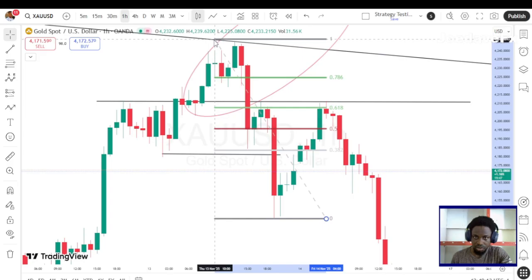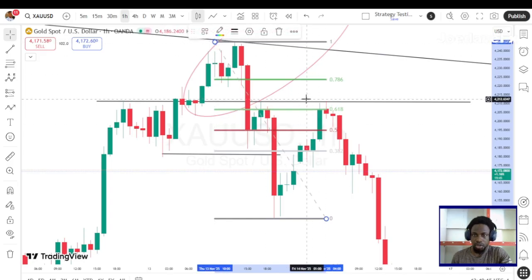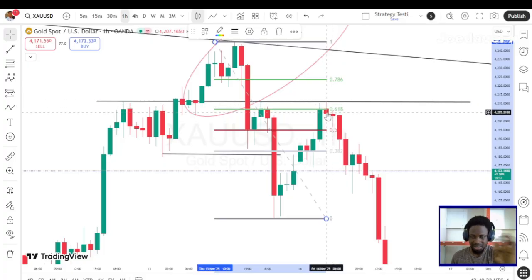So let me just do this one very well. So you can see this is 0.618. So this was a nice split here. Then we have this red candle closing back below it. So since we have that close back below, it is the confirmation that this level is holding.